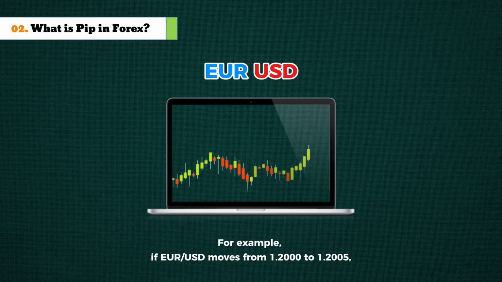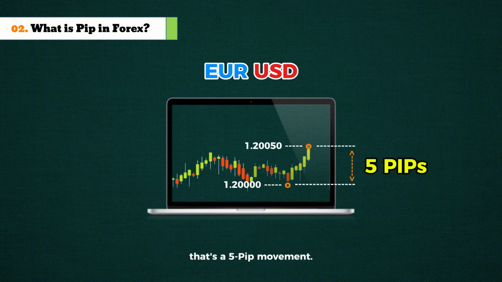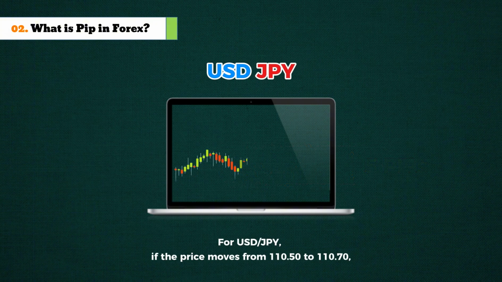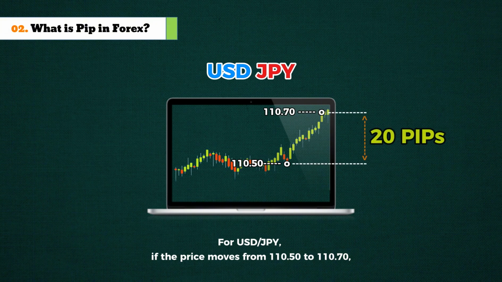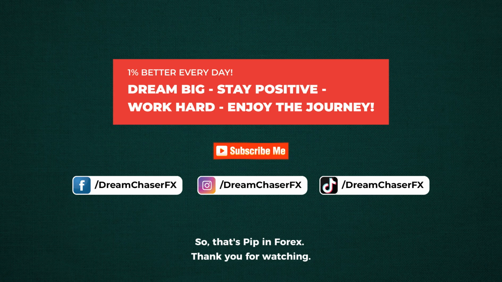For example, if EUR/USD moves from 1.000 to 1.005, that's a 5 pip movement. For USD/JPY, if the price moves from 110.50 to 110.70, that's a 20 pip change. So, that's PIP in Forex.